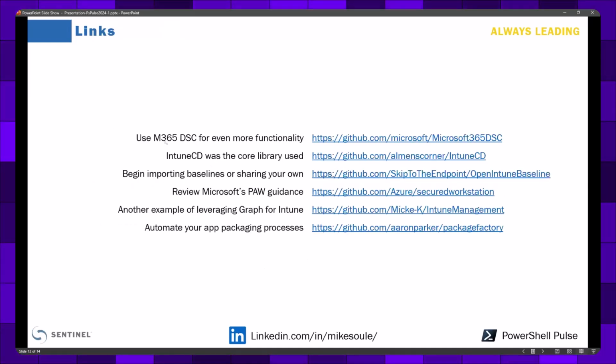And then a few other projects, M365 DSC was already talked about. IntuneCD is the core library shown here. You can get Intune baselines. So keeping in mind, now if all of my configuration is code, I can start to share what my benchmarks are. What are the controls I apply to my endpoints?